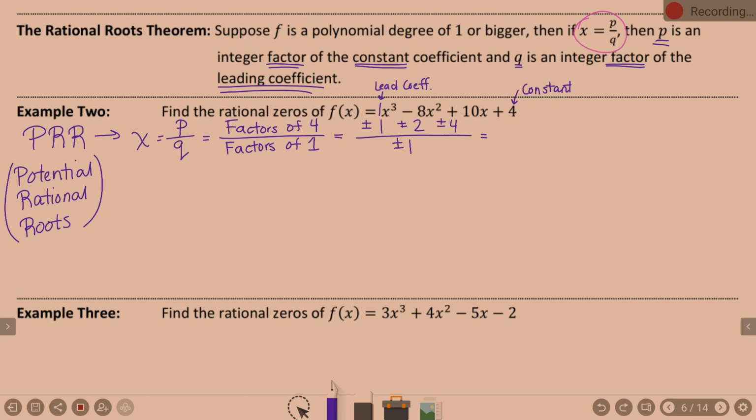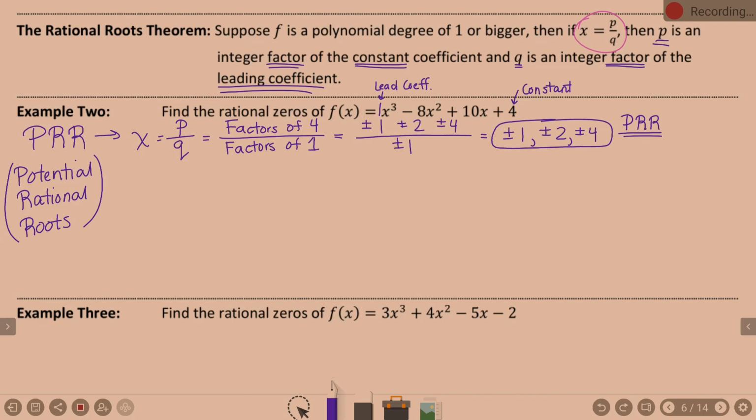That's my startup. If we actually figure out all the options, well, all my options are just putting each of these over 1, right? What's 1 over 1? 1. What's 2 over 1? 2. What's 4 over 1? 4. So what are my options? Obviously still all plus or minus, so plus or minus 1, plus or minus 2, plus or minus 4. These are what we refer to as our PRRs, your potential rational roots.